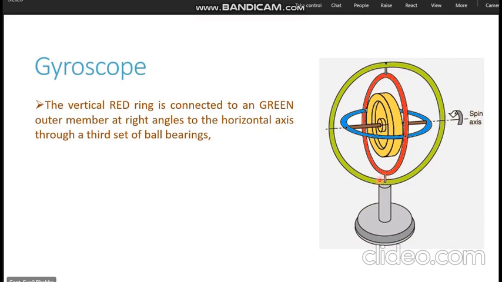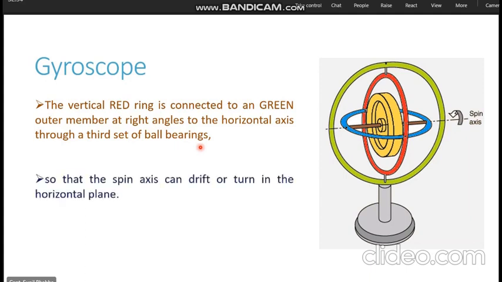Now at these two connection points, we have a third set of ball bearings. So the vertical red ring is connected to a green outer member, and these connection points are at right angles to the spin axis as well as the connection points between the blue and red rings. So right angles to the horizontal axis, through a third set of ball bearings.